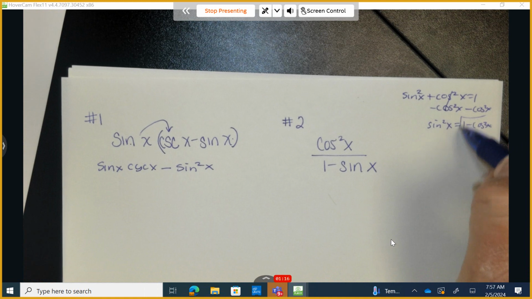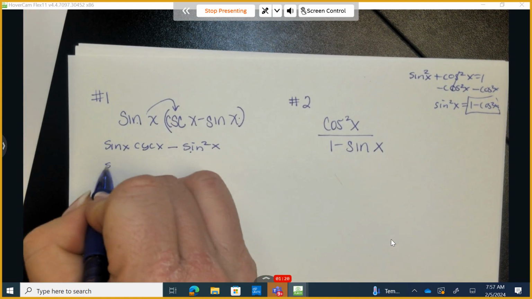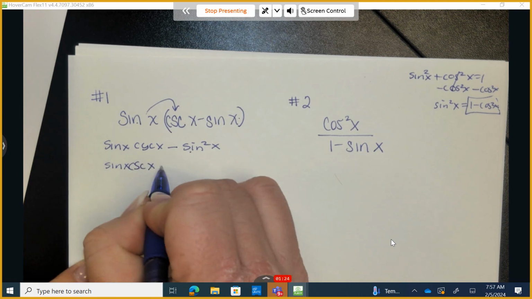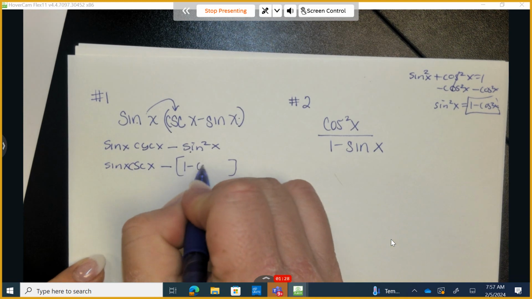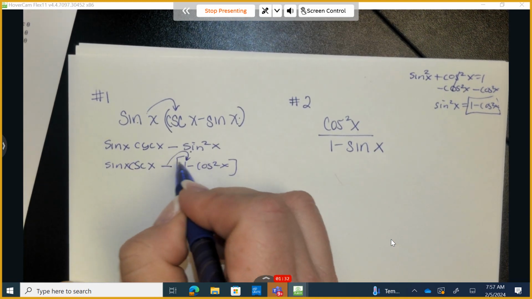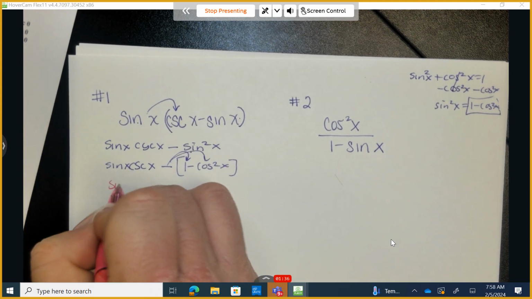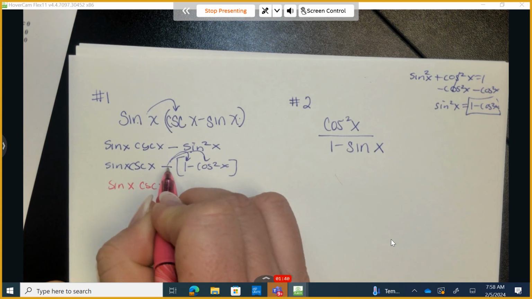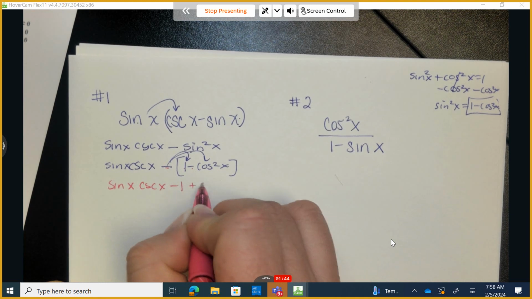I'm going to take this and replace it where I see sine squared. So I have sine of x times cosecant of x minus, and now in this region, I'm going to write 1 minus cosine squared. Next, I'm going to distribute the negative sign to both, and I end up with sine of x times cosecant of x. A negative times a 1 is a negative 1. A negative times a negative is a positive.